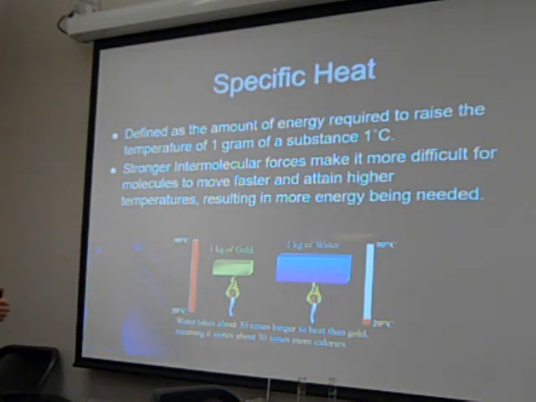Specific heat can be thought of as the amount of energy required to raise the temperature of 1 gram of a substance 1 degree Celsius. But basically, it can also be thought of as the ability of a substance to store heat. Because it takes so much heat to get water molecules separated from one another, water can store a lot of heat.